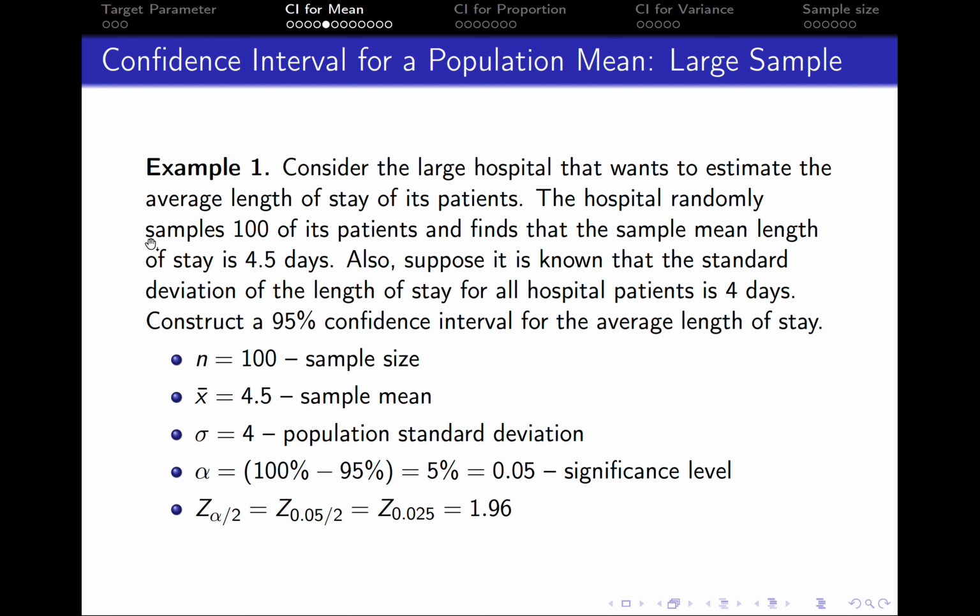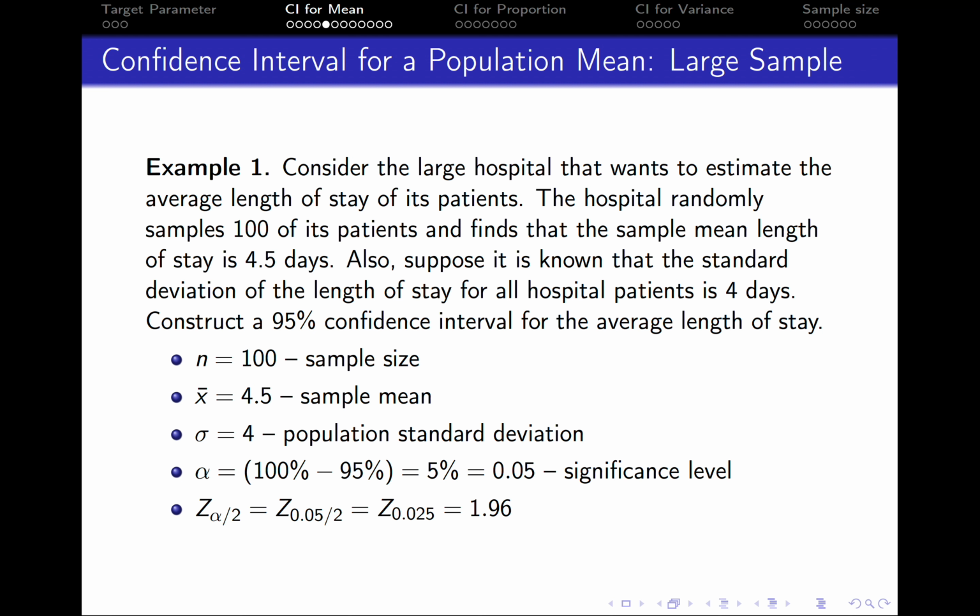So, from this exercise, we can get a couple of pieces of information. First of all, the sample size is 100 patients, and we also know the sample mean, which is 4.5 days. We also know the standard deviation, which will be the population standard deviation, because here we're talking about all hospital patients, and the standard deviation is 4 days. We are also asked to construct a 95% confidence interval.